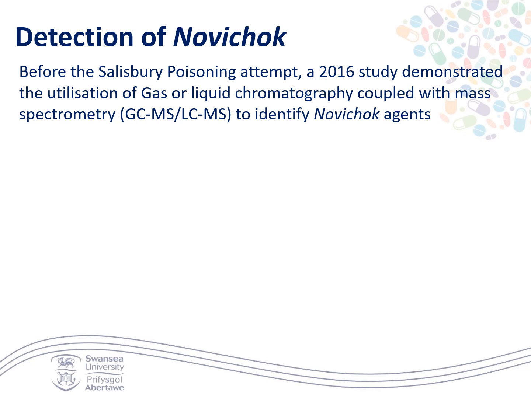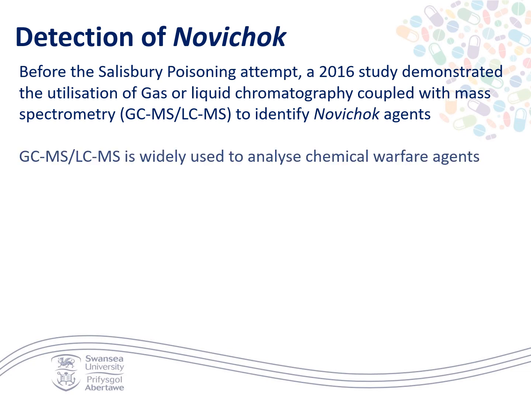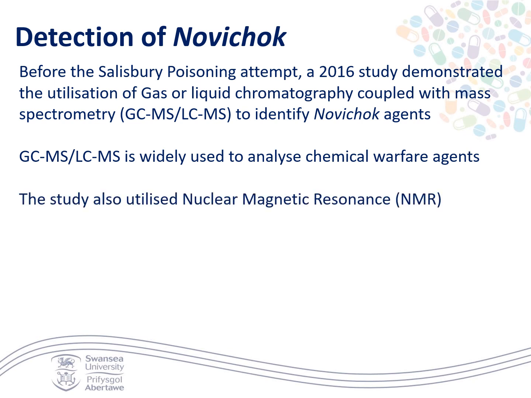Interestingly, before the Salisbury poisoning attempt in 2018, a 2016 study demonstrated the utilization of gas or liquid chromatography coupled with mass spec, so GCMS or LCMS, to identify Novichok agents. And in this study, the authors state that we need to have the available spectra for these agents in the event of any potential use of those in chemical warfare. GCMS and LCMS are actually widely used to analyze chemical warfare agents, and the study also utilized nuclear magnetic resonance imaging in order to determine the spectra of these Novichok agents.